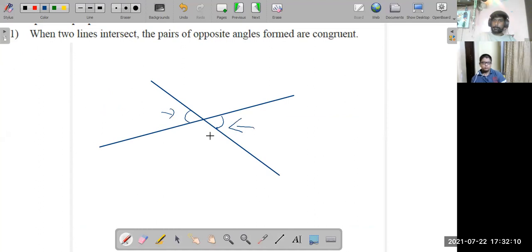Is that correct? Yes. Now, these opposite angles are equal or congruent. Opposite angles are always equal or congruent. These are also called vertically opposite angles. VOA denotes vertically opposite angles. So angles that are vertically opposite to each other are always equal or congruent. First point, is it clear?